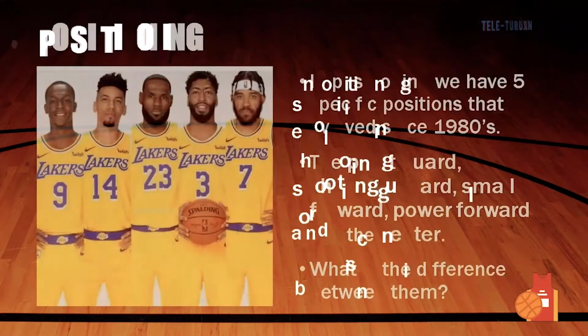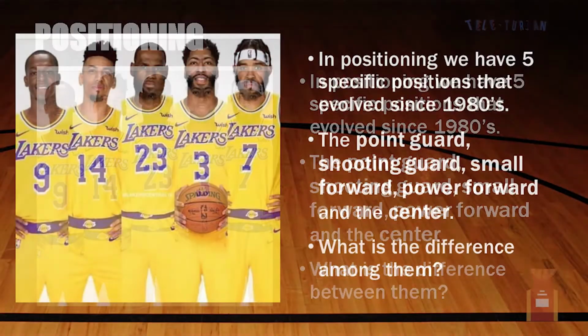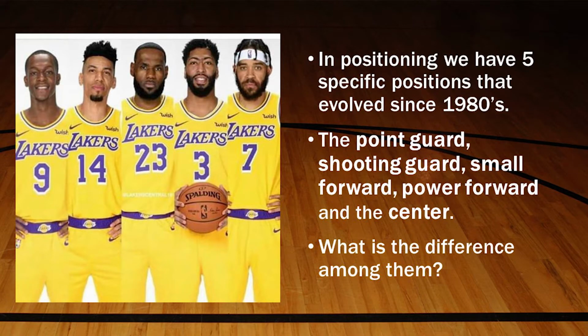First skill is positioning. I have here a picture. There are 5 players in each team, and each position has its own function. In positioning, we have 5 specific positions that evolved since 1980s. The point guard, the shooting guard, the small forward, power forward, and the center.